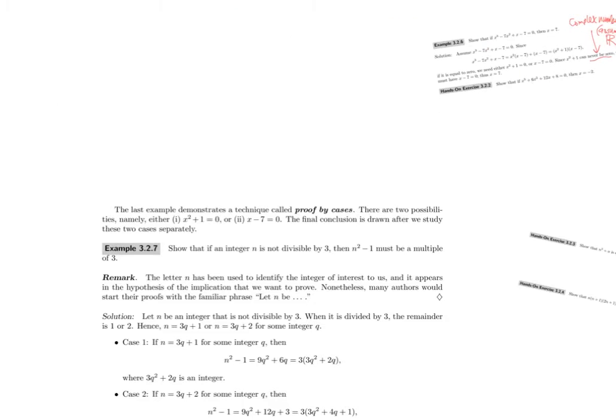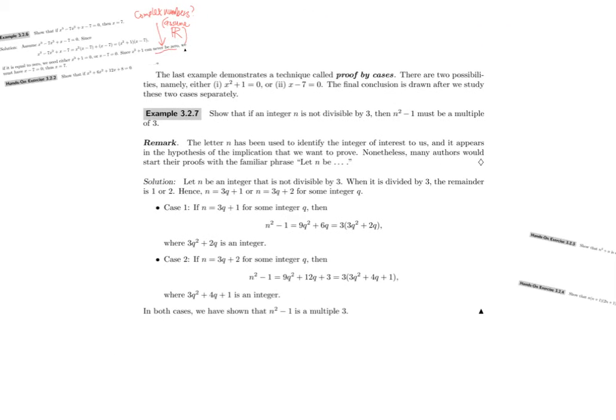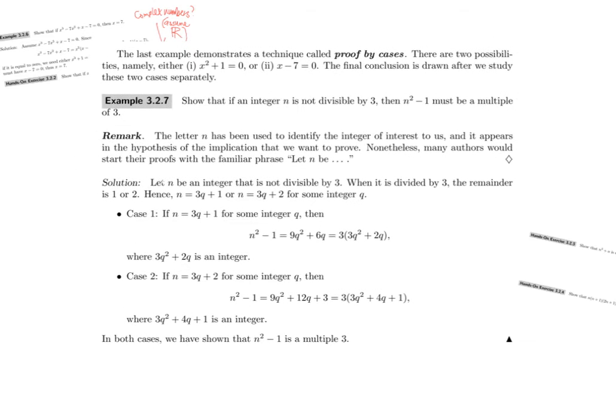Let's look at a more specific case of proof by cases. So it says, show that if an integer n is not divisible by 3, then n squared minus 1 must be a multiple of 3. They already mentioned a letter in the thing we're trying to prove, so we can just use that letter n and make sure it plays the role that the n does in the statement.